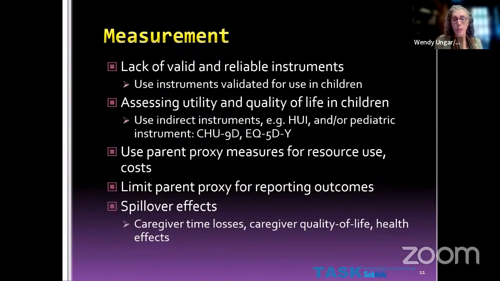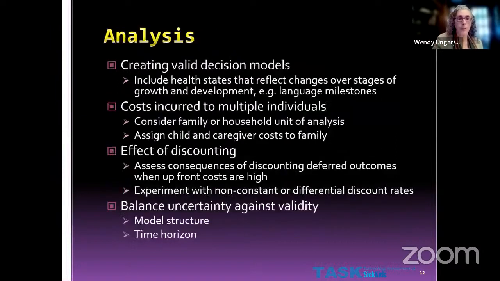However, using a parent proxy for an outcome measure is not a good idea because it is somewhat subjective. We talked about the spillover effects as well. Finally, in analysis, it's all about building robust decision models and the art of trying to balance uncertainty with the validity of the sources of your data. Things like discounting, looking at cost to multiple individuals are all things that we try to consider when we build our models.